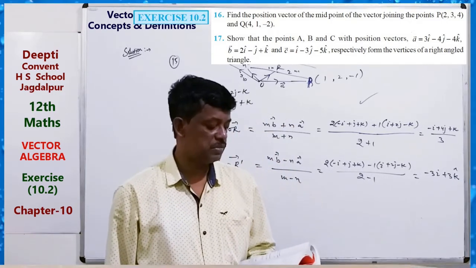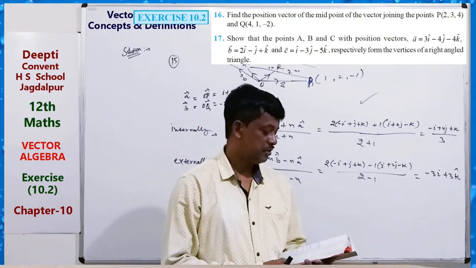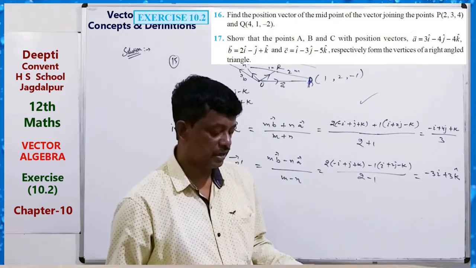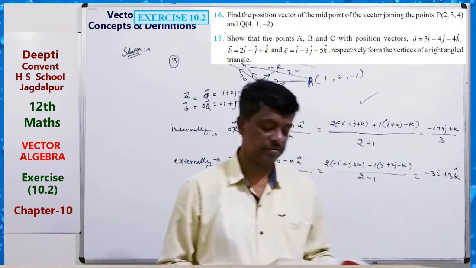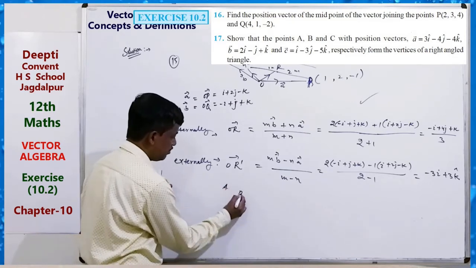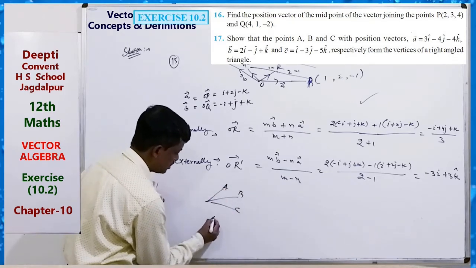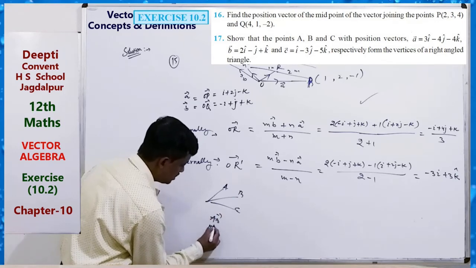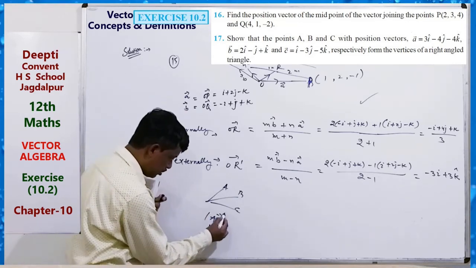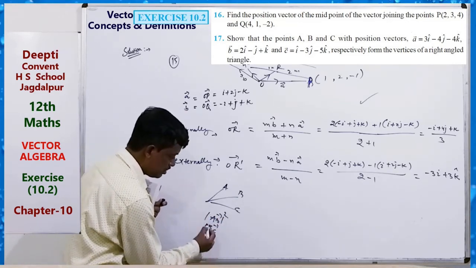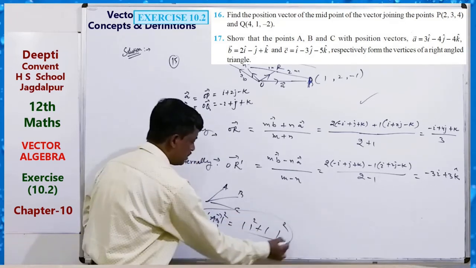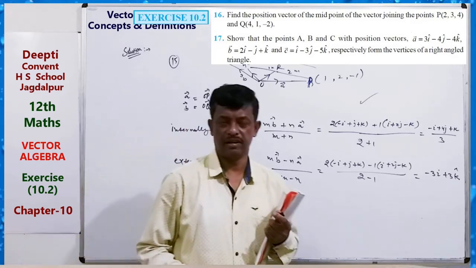Question 17: show that the points A, B, C with position vectors given respectively are vertices of a right angle triangle. There are 3 points given, OA, OB, OC. So write AB, BC, CA and find all 3 values. If the square of one modulus is the sum of the squares of the other two, then we get a right angle triangle.